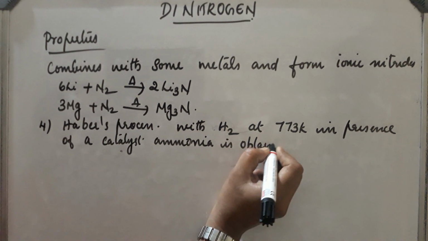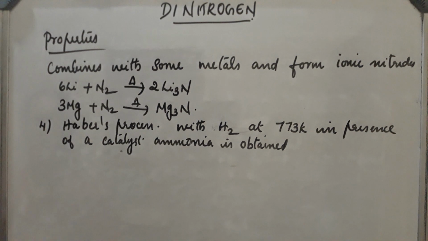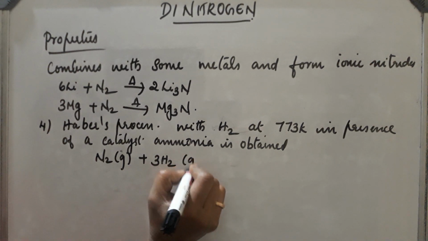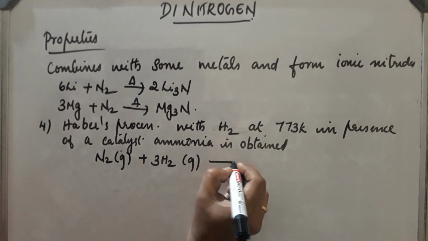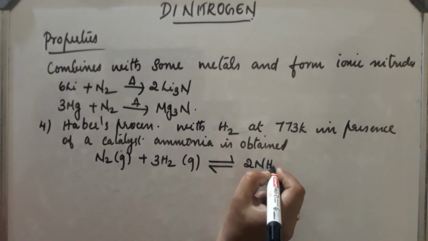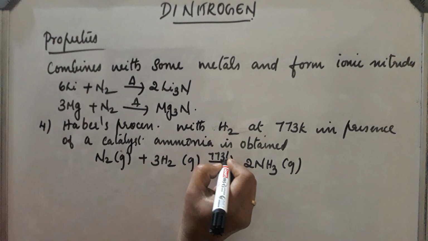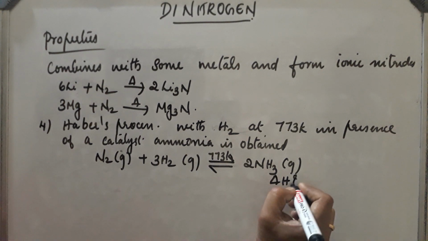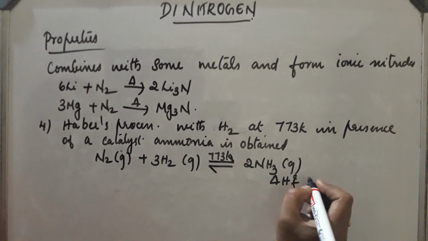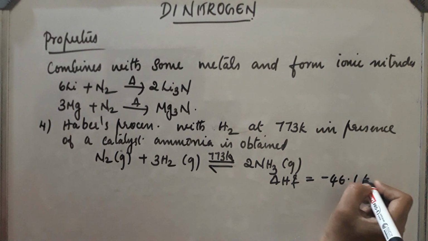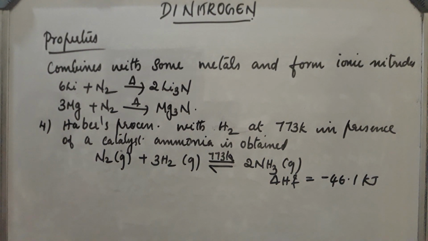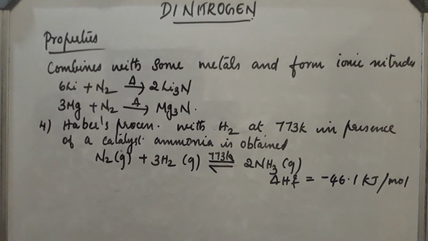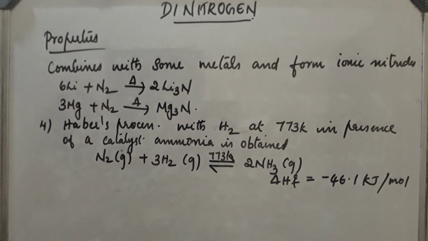That is, N2 plus 3H2 gives 2NH3 at 773 Kelvin. During this, energy is released, that is minus 46.1 kilojoule per mole. It is a reversible process, and ammonia can be obtained.